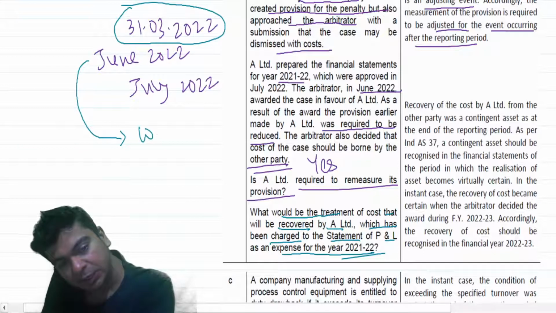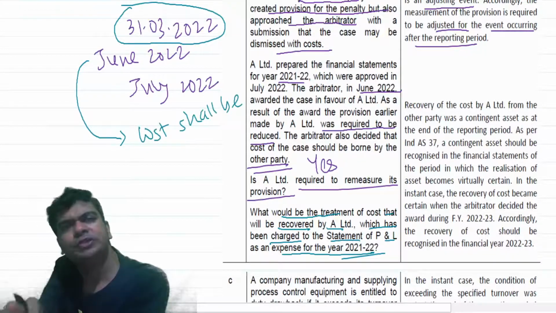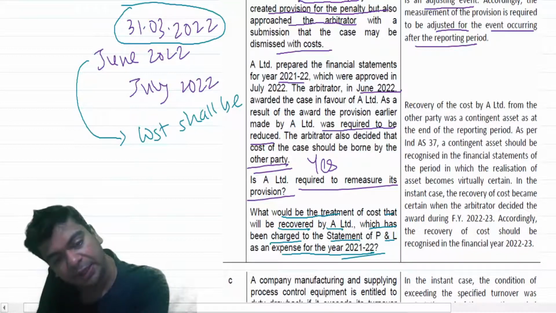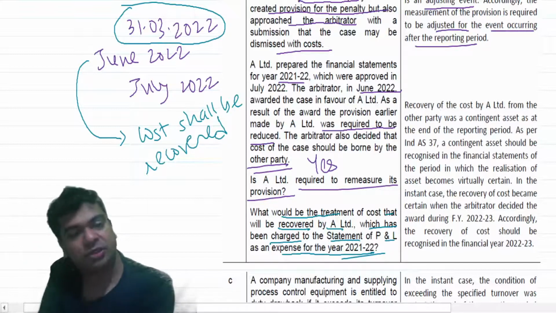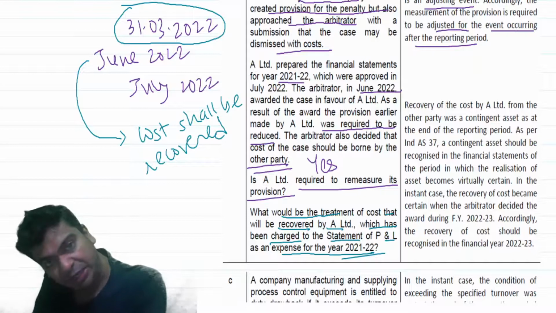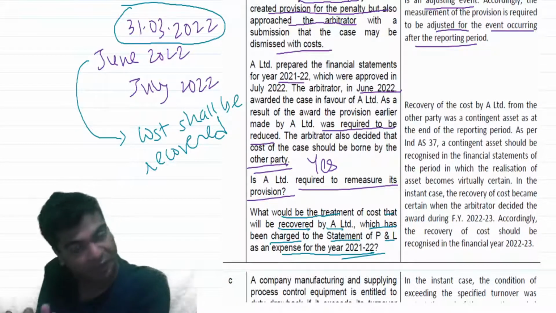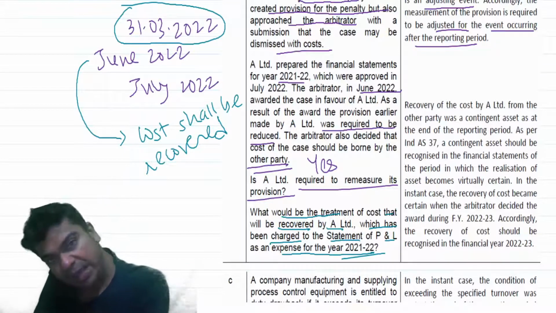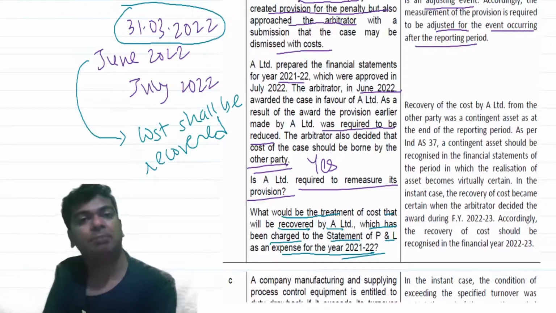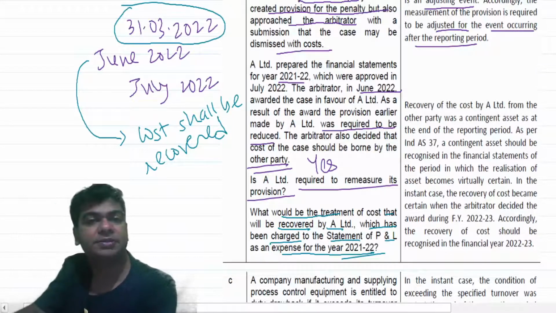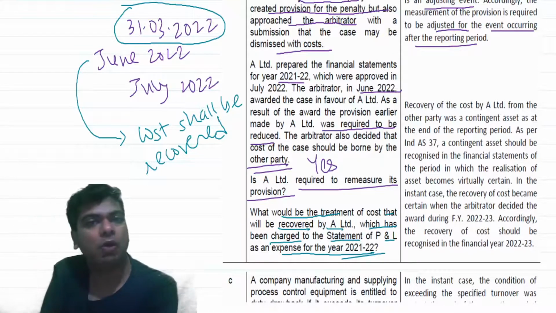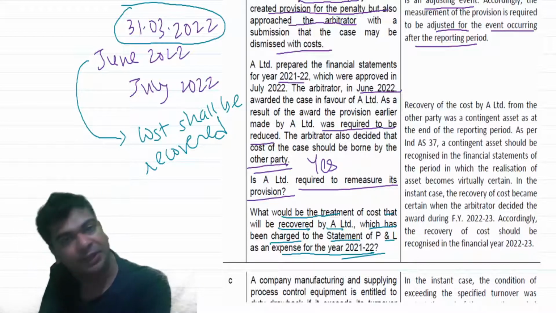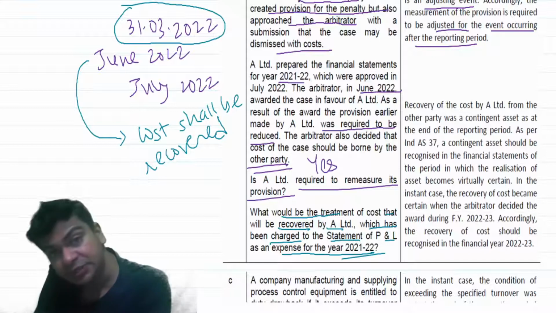In June 2022, it has become clear that whatever cost you have debited to the P&L, cost shall be recovered. I will be able to recover this particular cost. Now, the condition that whether the cost will be recovered was not really prevailing on 31st March 2022. Understand? On 31st March 2022, what was known is that you may have to pay some penalty. Of course, we appealed to the arbitrator that why don't you dismiss this case and with cost. Agreed. But it is in June 2022 that we have obtained the award of this particular case. Now we will be able to recover this particular expense. So cost shall be recovered.